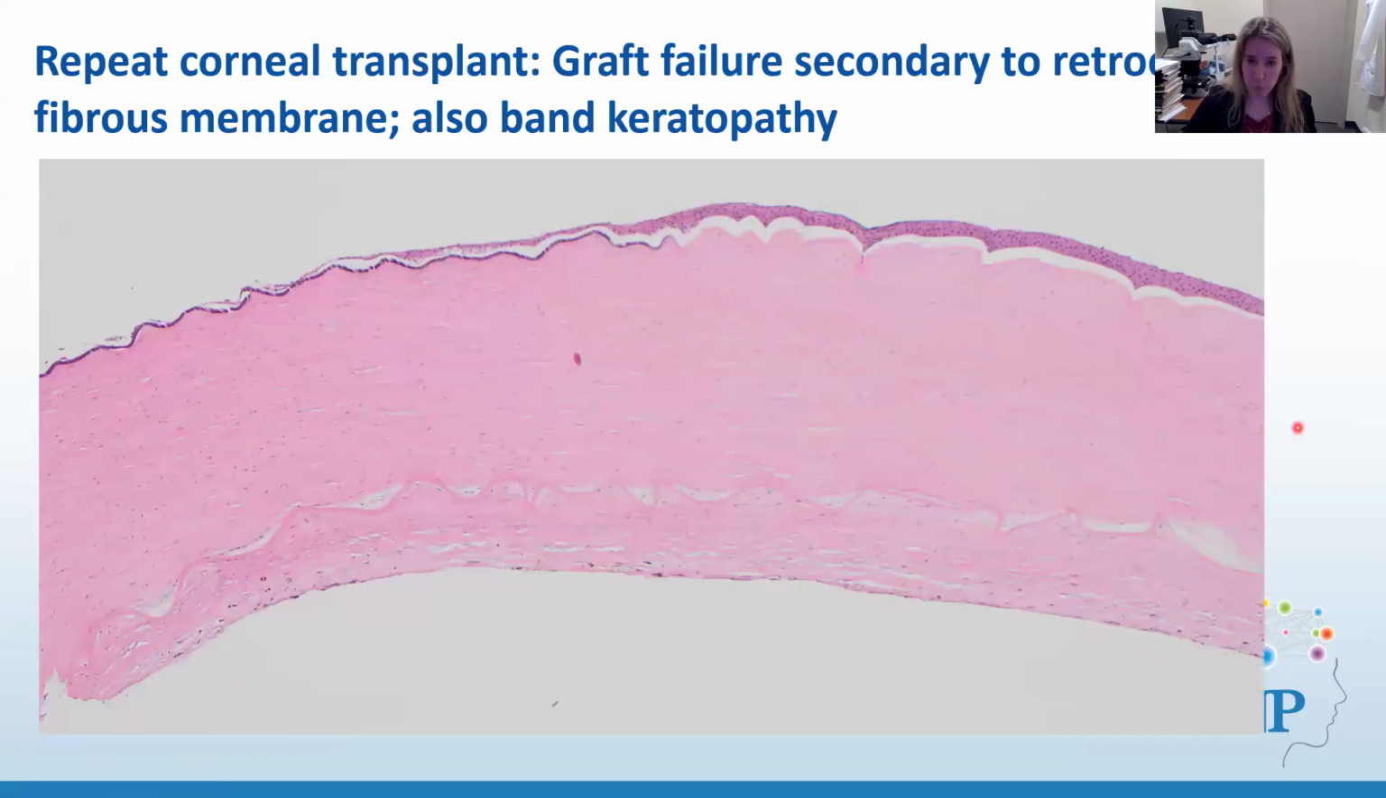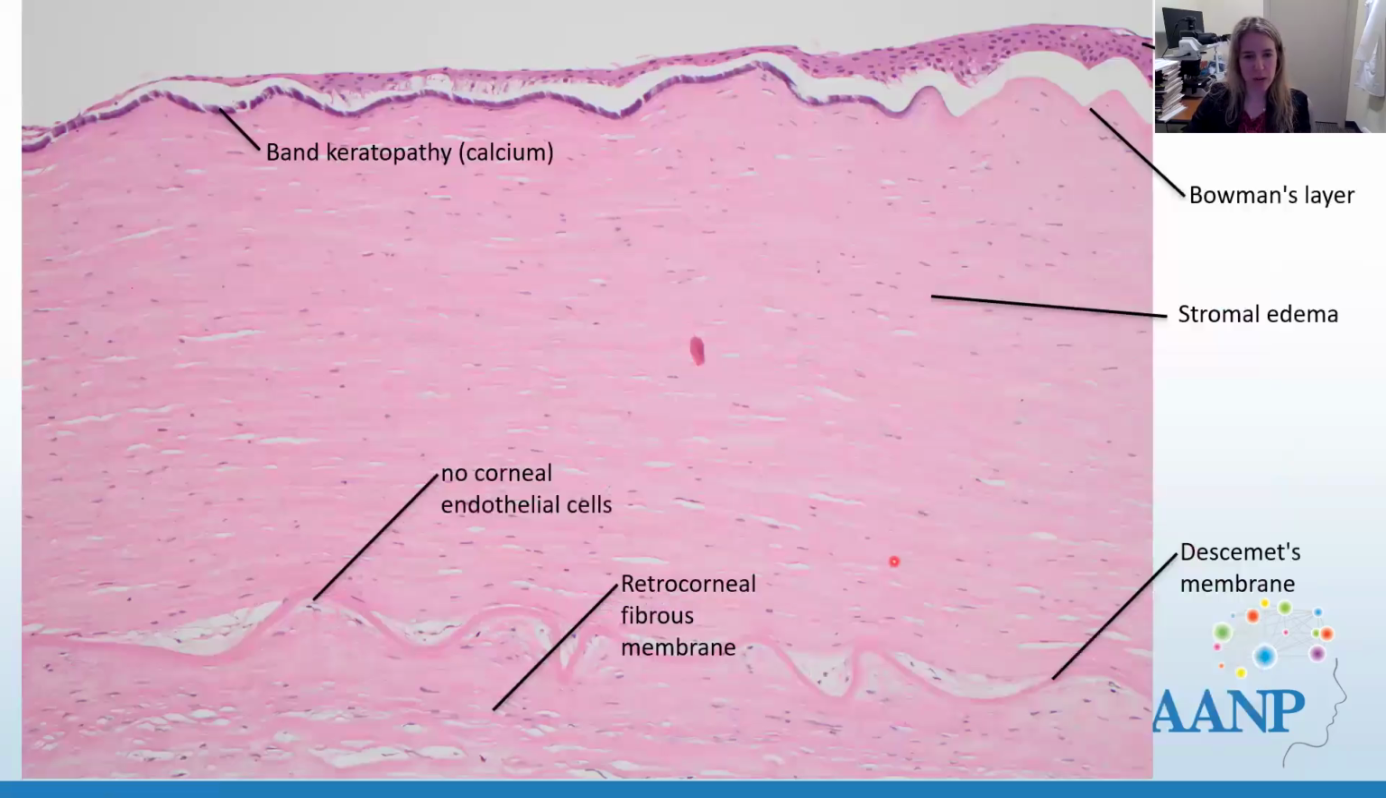Penetrating keratoplasties can fail, and so some patients can undergo repeat penetrating keratoplasty. So here was a repeat penetrating keratoplasty that was done for graft failure. And there's a few things that you can see here. First of all, the corneal stroma lacks many of those clefts, so it's edematous. There's also this purplish material here that we'll zoom into, and that is calcium accumulating in Bowman's layer. Descemet's membrane is down at the bottom, and you can see that there's a thick band of tissue behind it, which is a retrocorneal fibrous membrane.